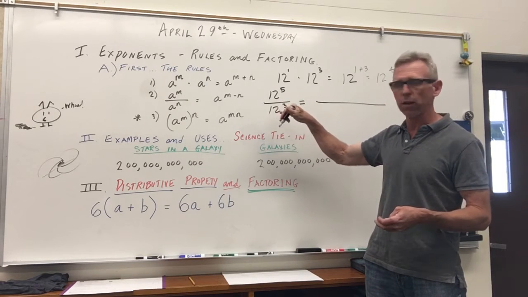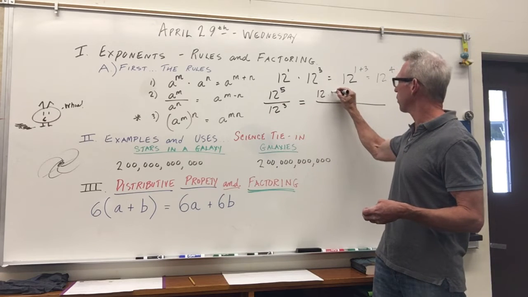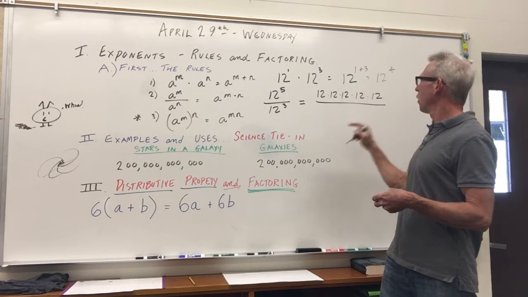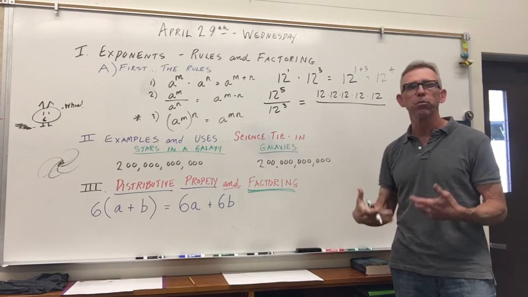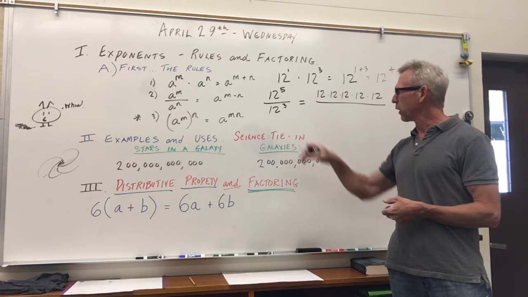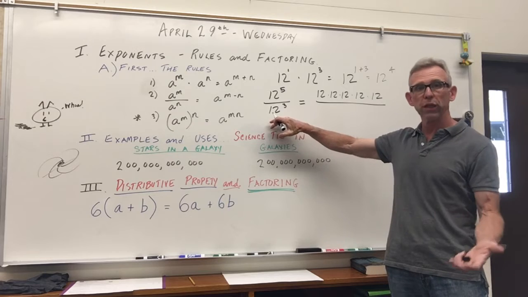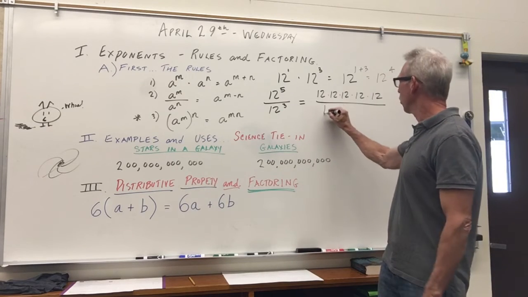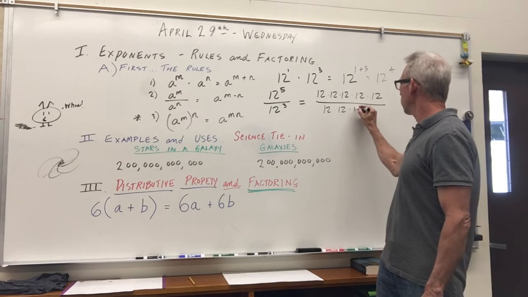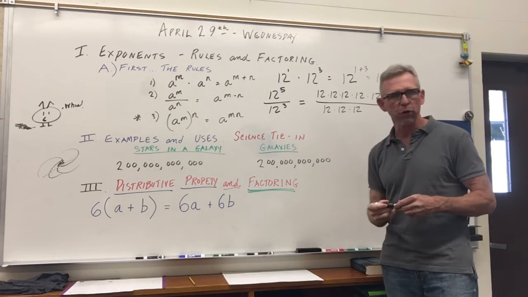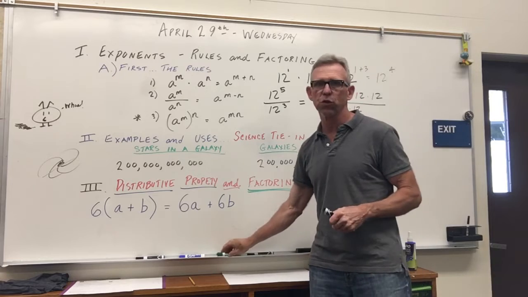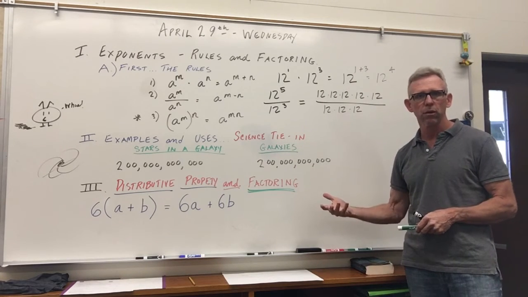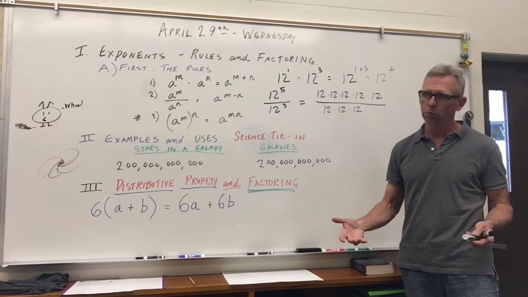12 to the fifth, what does that mean? Well, it means 12 times 12 times 12 times 12 times 12. There are 5 12s multiplied together. If you look down here on the bottom, 3 12s multiplied, the product of 3 12s, 12 times 12 times 12. Let me see if I have a different color pen here that might help visualize this just a little bit. Remember, when you have the same value on the top of a fraction as on the bottom, we can do a little bit of canceling.